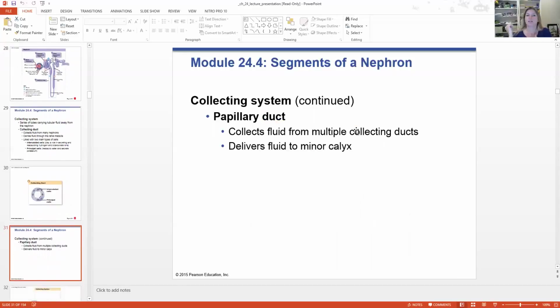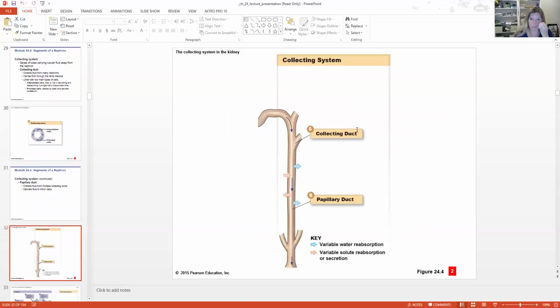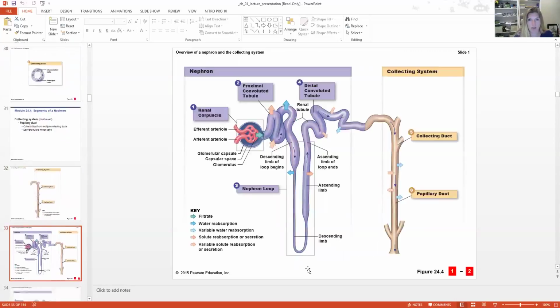The collecting system has a papillary duct. This is collecting the fluid from multiple collecting ducts, and it's delivering that fluid to the minor calyx. The papillary duct is the major duct. It's called the papillary duct because it's leaving through the renal papillae. So it would exit the kidney medulla through those renal papillae, hence papillary duct. So you have all of these collecting ducts coming in from all of the different nephrons. Variable water and ion reabsorption can occur based on hormone input, and then it goes to the minor calyx.